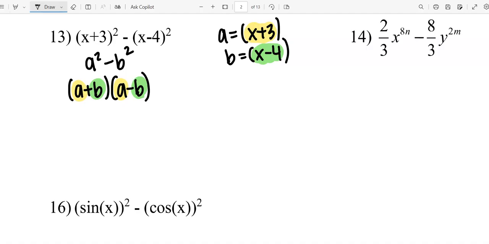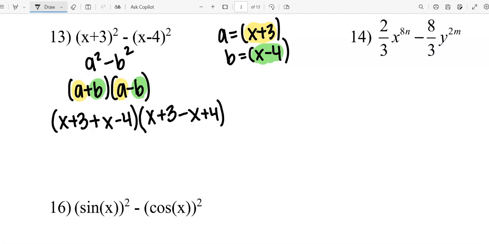So for the first set of parentheses, a was x plus 3 plus b was x minus 4. In the second set, a was x plus 3. What are you doing with b here? Subtracting it. If b is two terms, you're subtracting both terms. So we're subtracting an x and we're subtracting a negative 4, which is what? Plus 4. That's why you have to be careful when you're using substitution here.